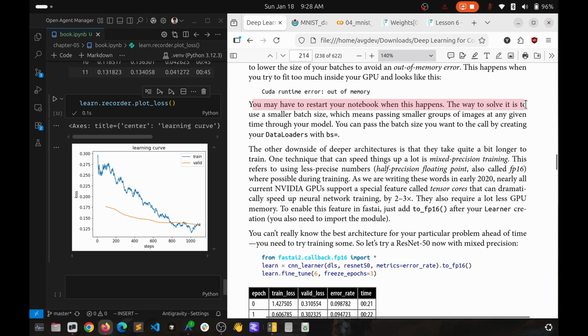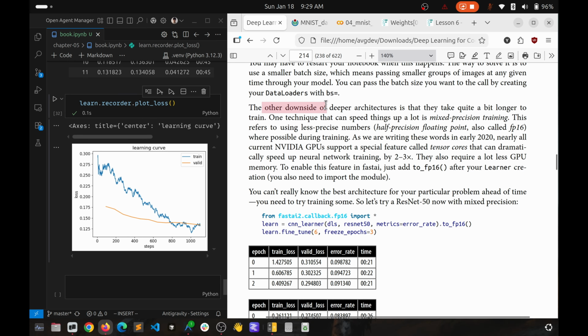The way to solve it is to use a smaller batch size, which means passing smaller groups of images at any given time through your model. You can pass the batch size you want by creating your data loaders with bs equals. So to avoid out of memory errors, the easiest way to mitigate that is to use smaller batch sizes. You have to create a data loader already with a predefined batch size, and this is something I had trouble with before.